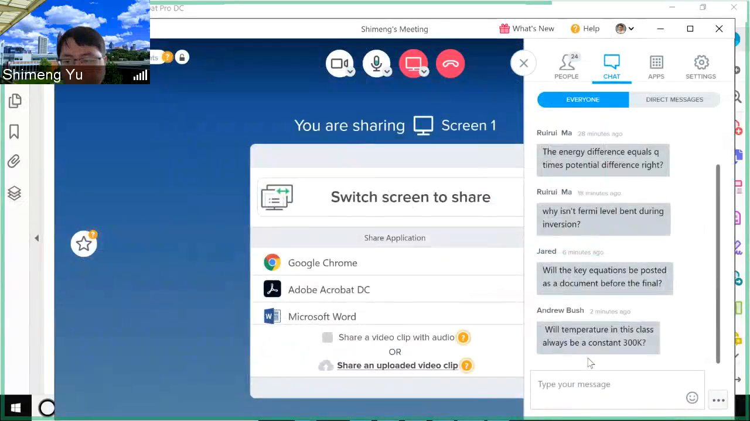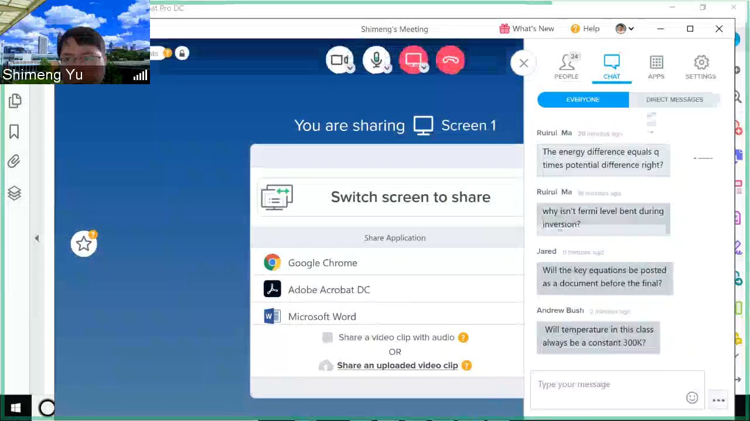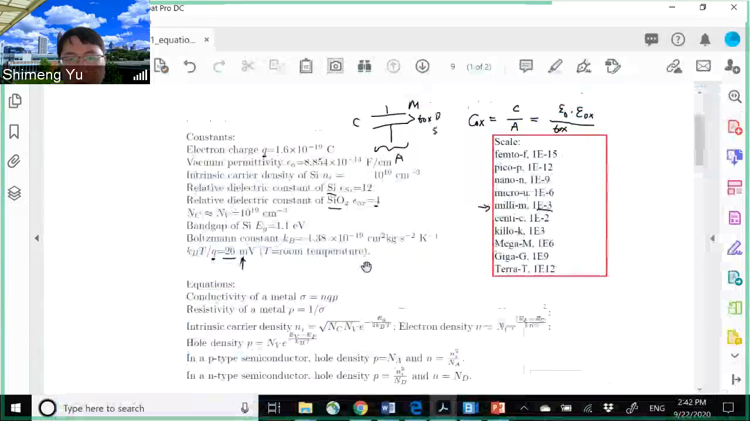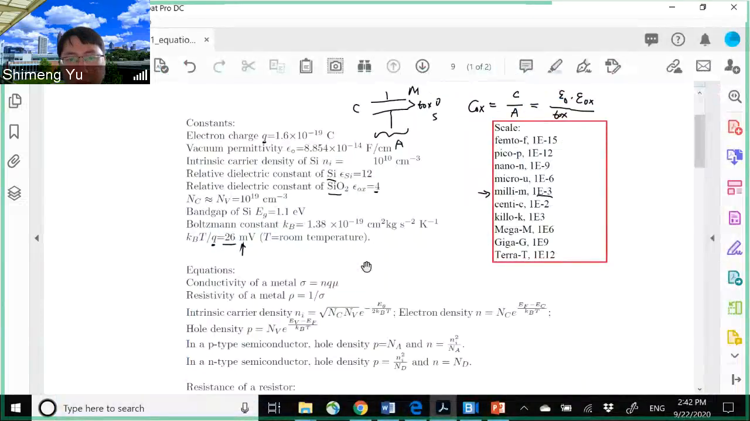Will the temperature in this class always be a constant 300 K? For the numerical calculations, yes, we will assume 300 K. But in conceptual questions, we may ask you, if the temperature increases, what will change? Let's say qualitatively. But quantitatively, if you want to calculate something, we are always going to use 300 K to calculate the numbers.